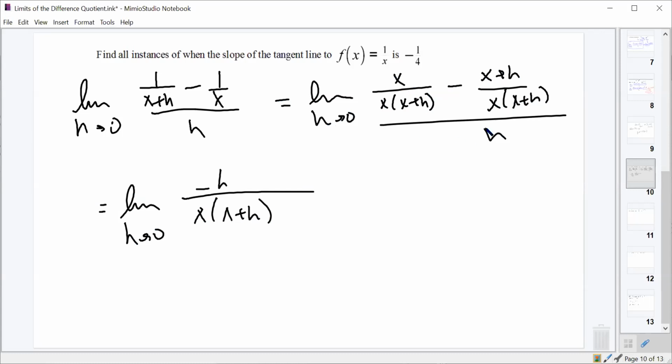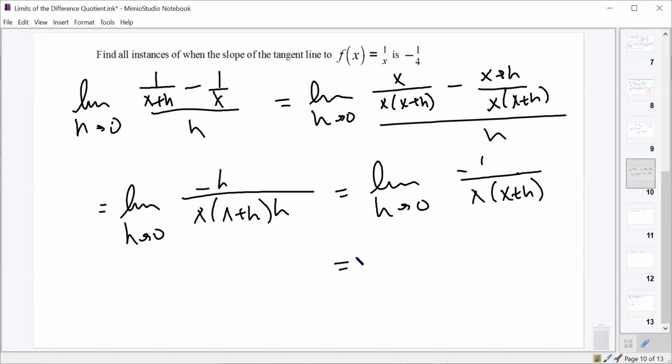And what happens to this h in the denominator? It just gets thrown into the other denominator. Cancel the h's. And evaluate the limit as h approaches 0, and what do you get? Negative 1 over x squared. Good. And that's the derivative of 1 over x. Anybody have an issue with that?